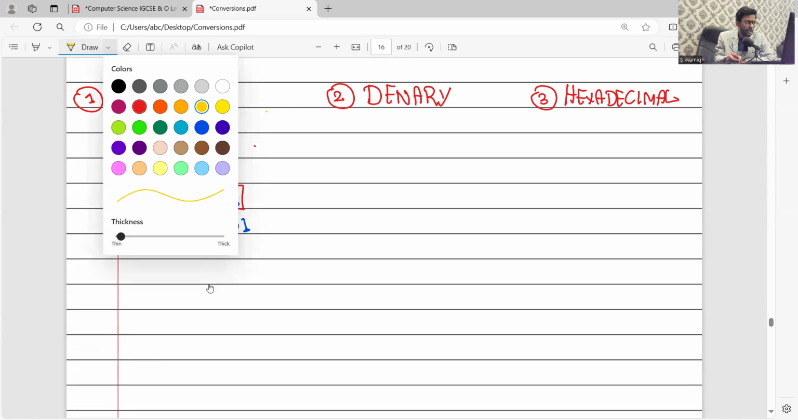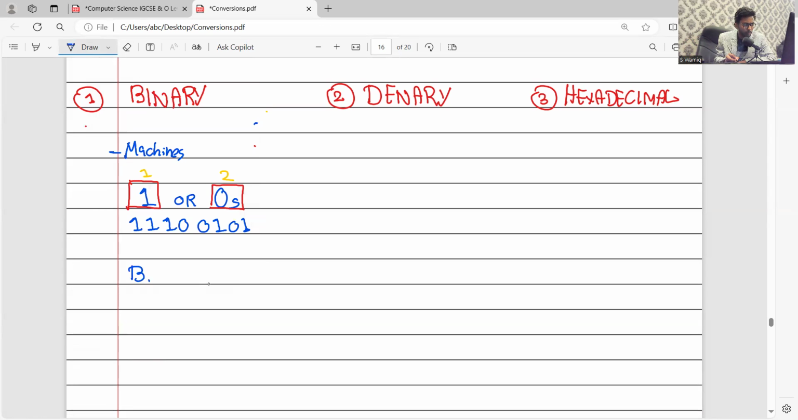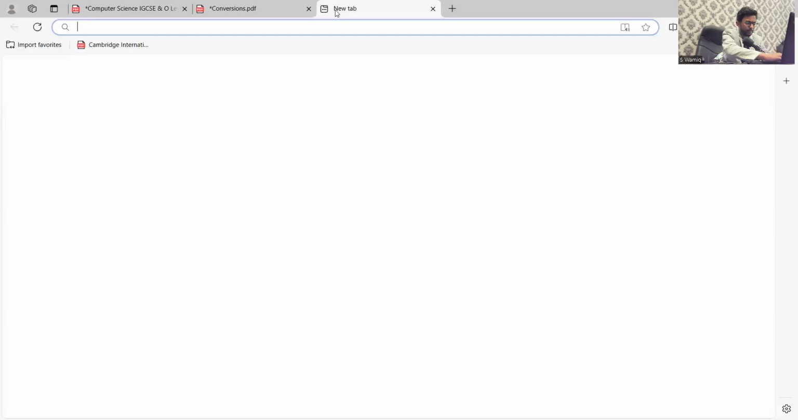So basically, what is going to be the base number of a binary? The base number is going to be considered as the amount of values that are in a number system. That is 1 and that is 0, right? Only two values. It is machine understandable, and at the same time, 1 stands for on and 0 stands for off. This is it for the binary part.